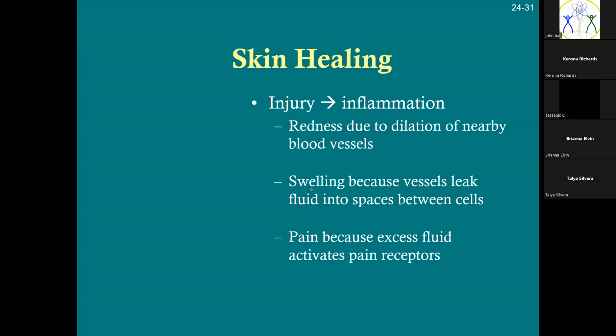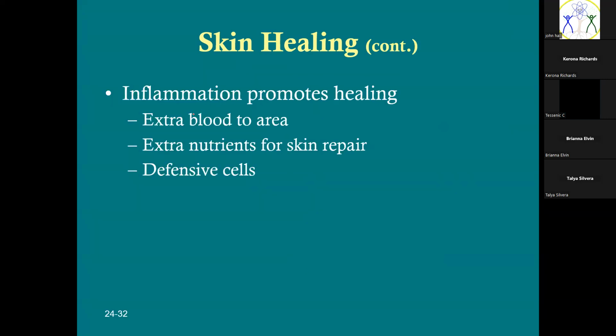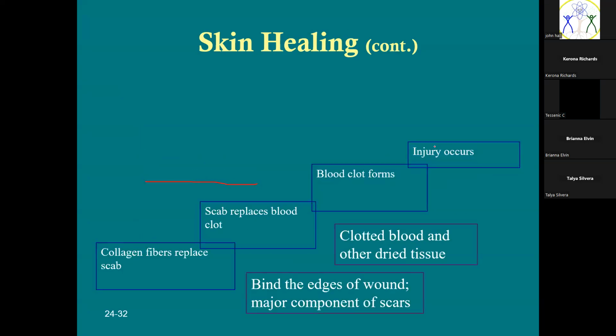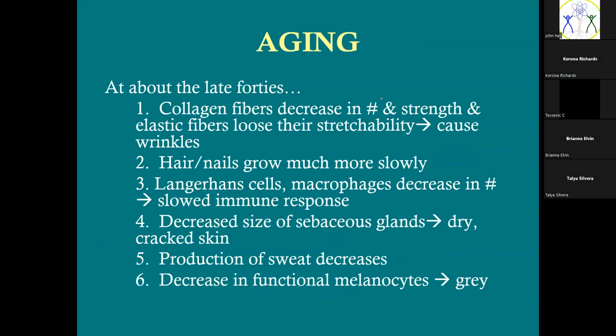And of course, that buildup of fluid, which causes the swelling, also puts pressure on the pain receptors in the area, which leads, of course, to pain, right? So obviously, the extra blood coming to the area is also going to be bringing nutrients to the area, which makes it easier for the skin to repair itself, as well as, as we mentioned before, extra white blood cells, right? This should also be familiar to you already. And you already know about blood clot formation and scabs and all of these things. I won't even bother going through it because you know it already, right?